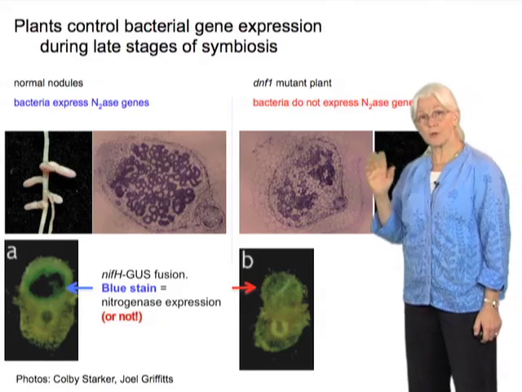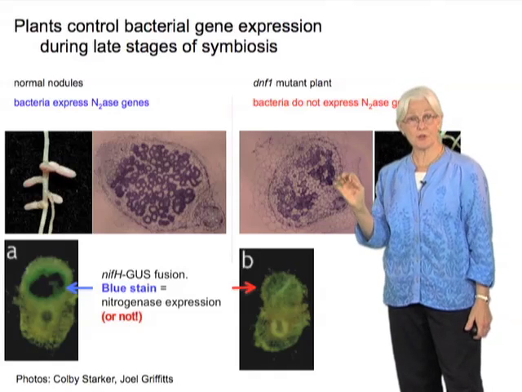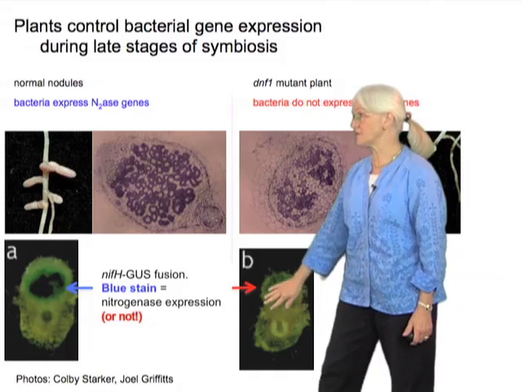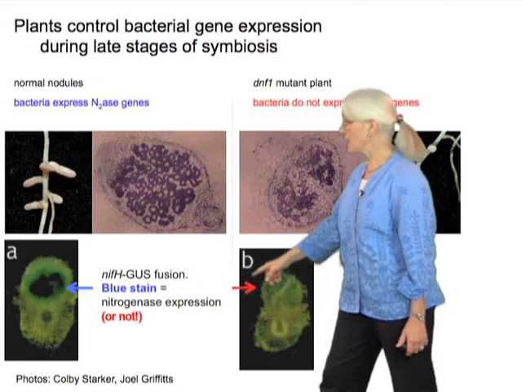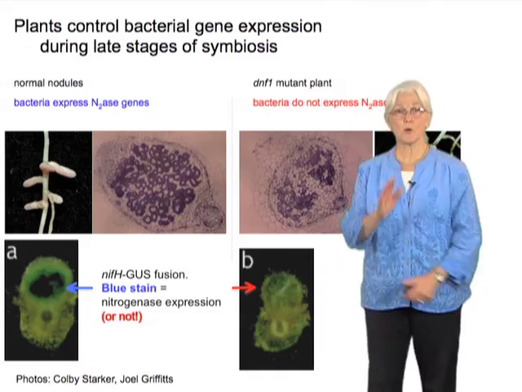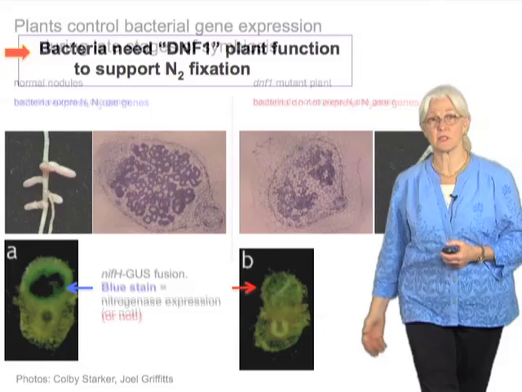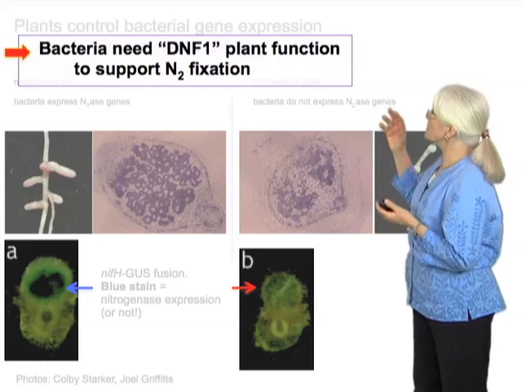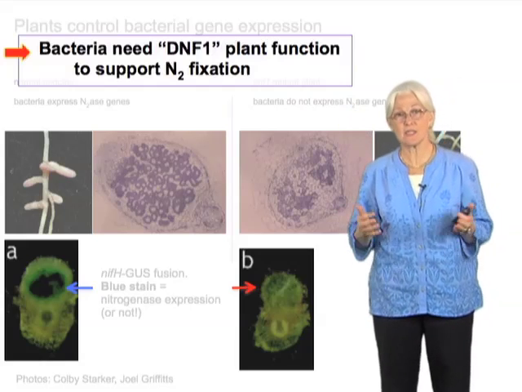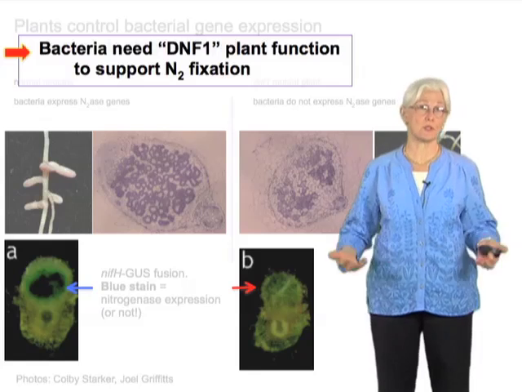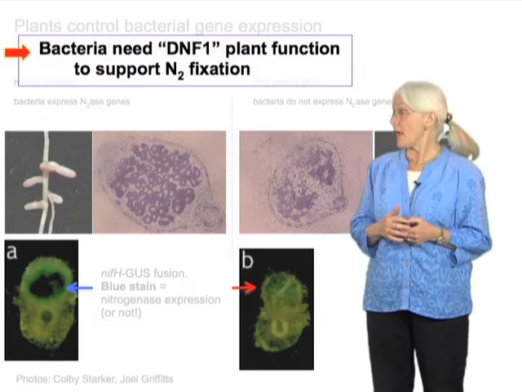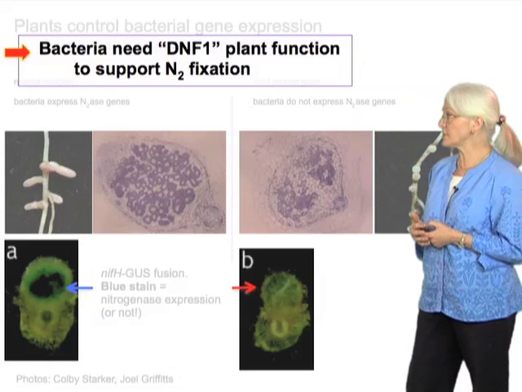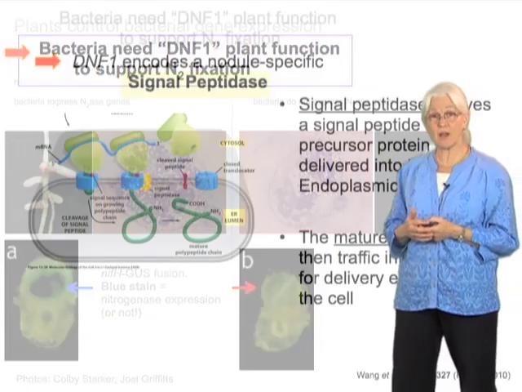However, if you put in the indicator for NIF to glucuronidase and you stain for glucuronidase activity, you can see here that the NIF genes, nitrogenase genes, are not being expressed. There's no blue stain. So something about this plant mutant is not allowing nitrogen fixation to occur. So we can say that the bacteria need whatever it is that DNF1 does in order to differentiate and fix nitrogen. Having carried out the crosses and mapping necessary, we have cloned and identified DNF1.